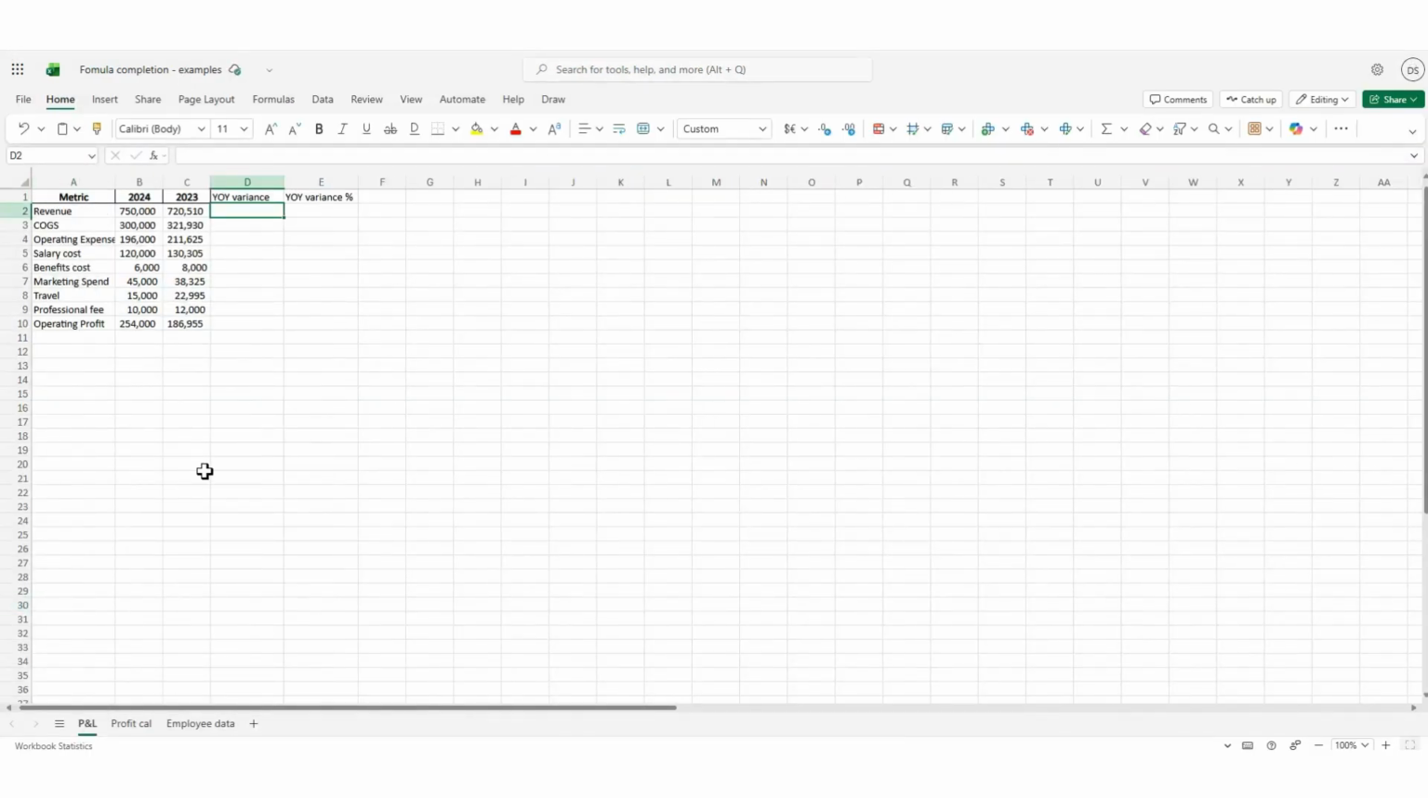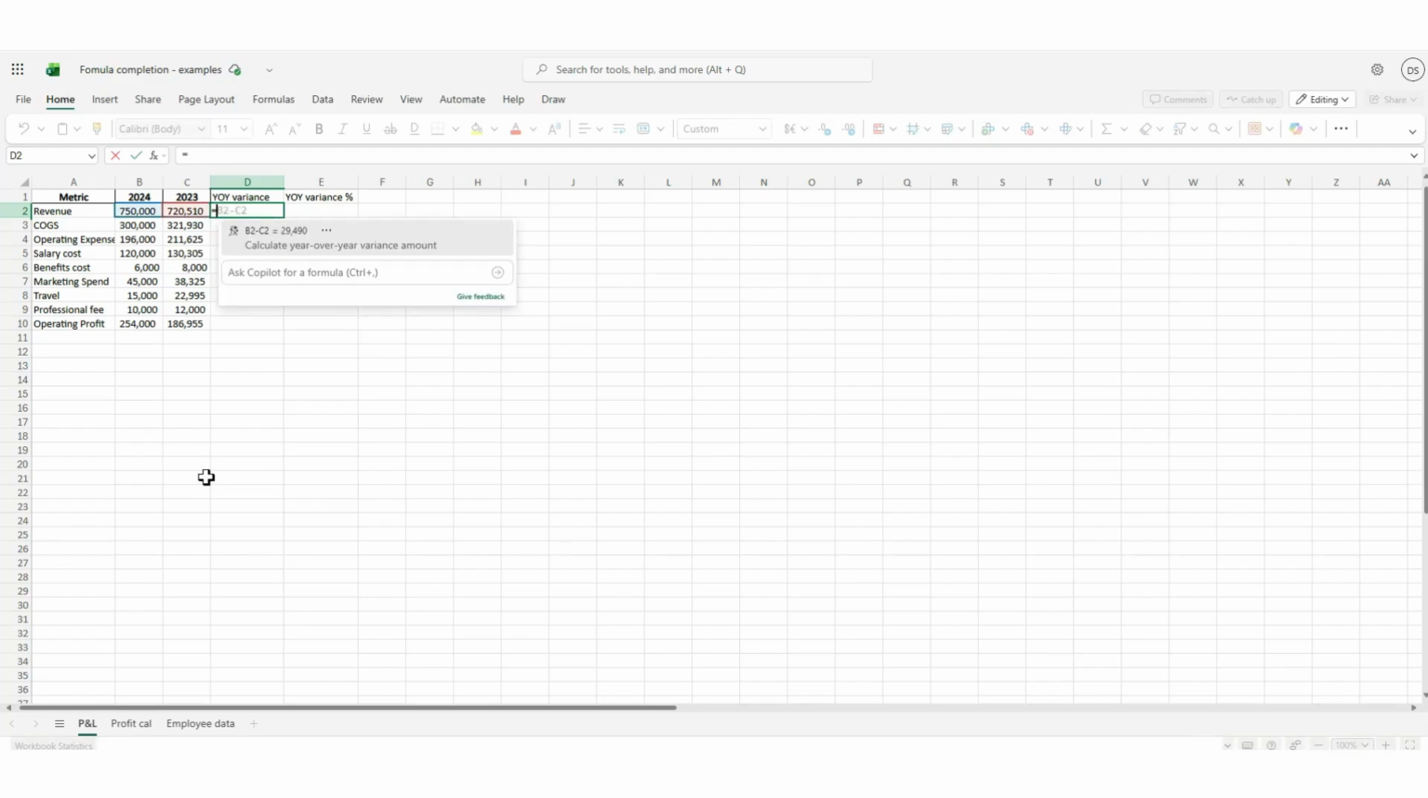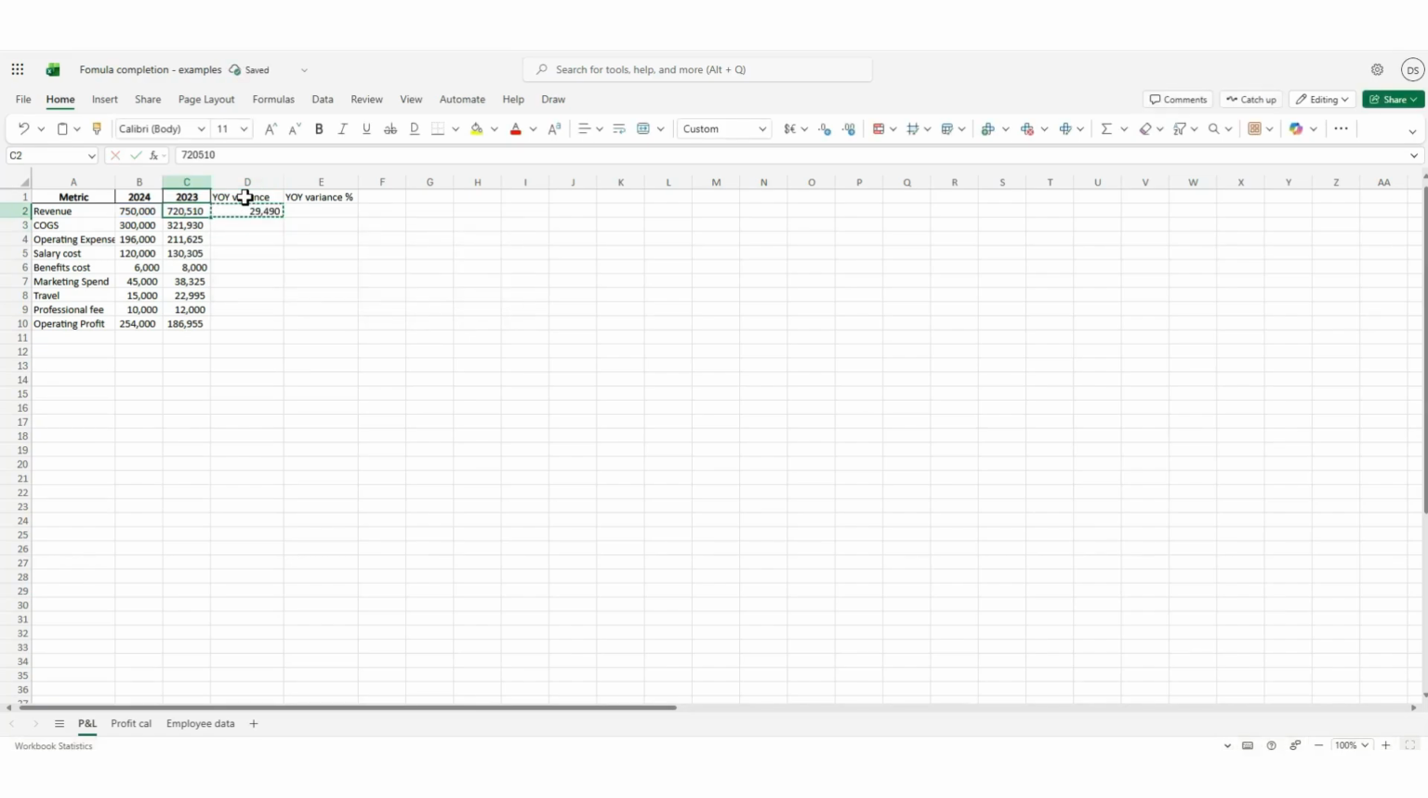Suppose we have an income statement that looks like this, where we would like to calculate the YY variance and the YY variance percentage, which means as soon as you start typing your formula, Copilot will predict what you're trying to calculate basis the column header, and it would suggest you the appropriate formula. So here, I think it's although straightforward, but it has still calculated it correctly. Now, let's see whether it will be able to calculate the variance percentage correctly.